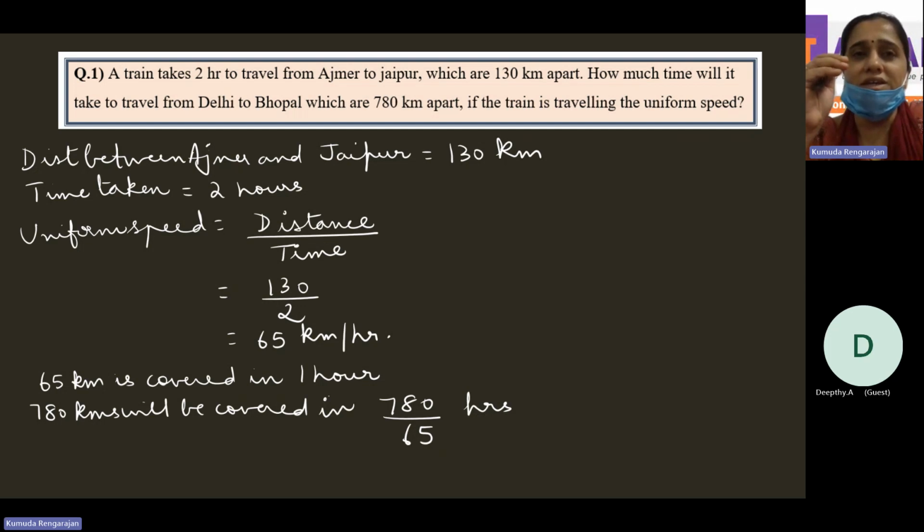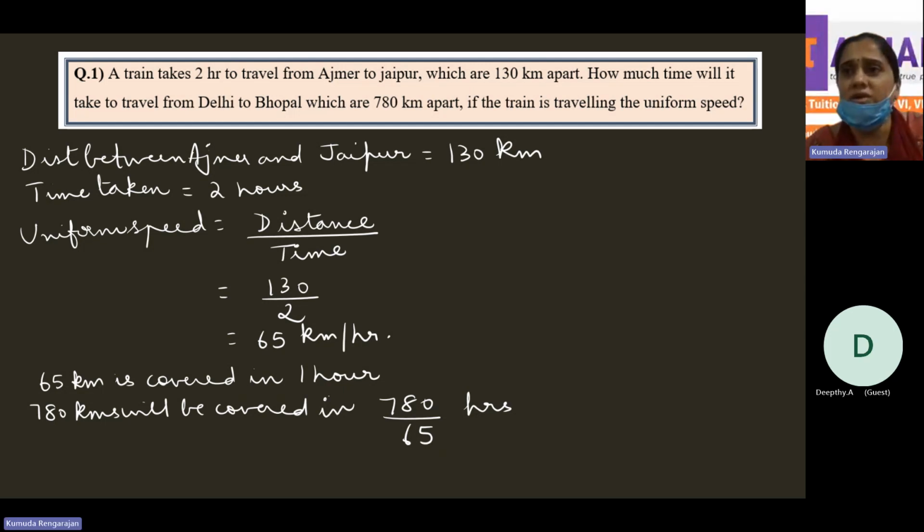In this question, the train covers 130 kilometers in 2 hours. So in 1 hour, 65 kilometers. First hour, 65 kilometers. Second hour, 65 kilometers. Correct? So what is the distance covered in 1 hour? 65 kilometers.